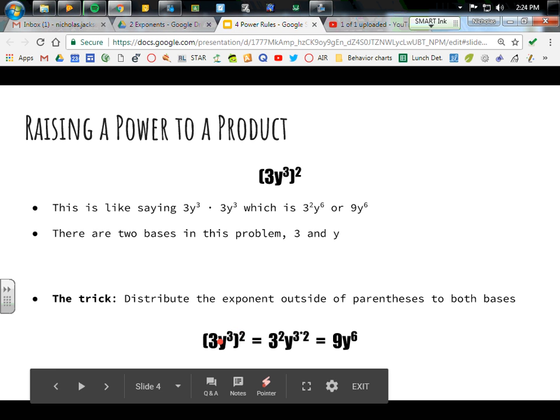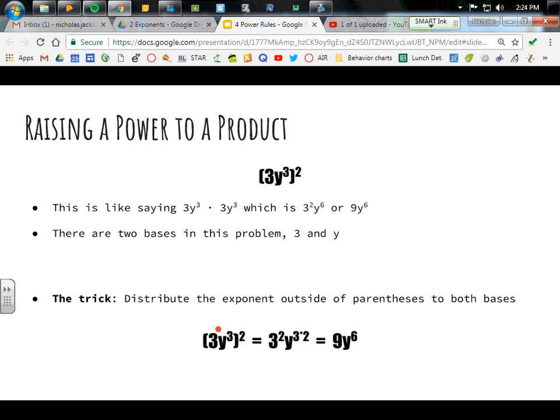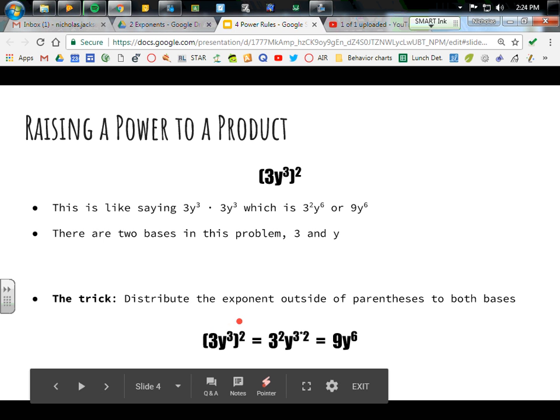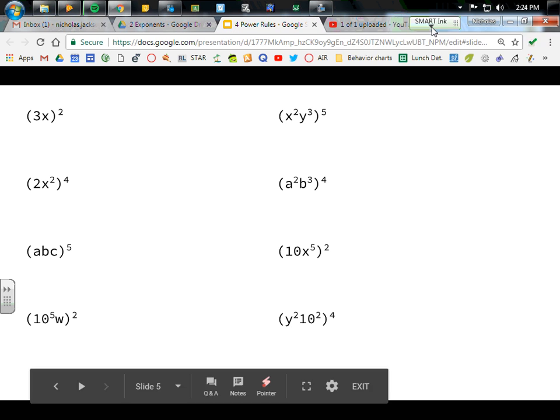So 3, as you can see, there's no exponent written here, but we could say that it's being raised to the first power. So in that case, when you distribute your exponent of 2, you would multiply 1 times 2 to get an exponent of 2, and then when distributing it to the y term, you would multiply 3 times 2 to get 6. So this ends up being 9y to the 6. All right? Okay, let's practice it.